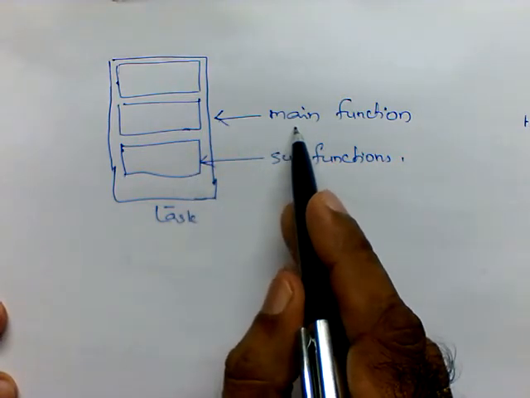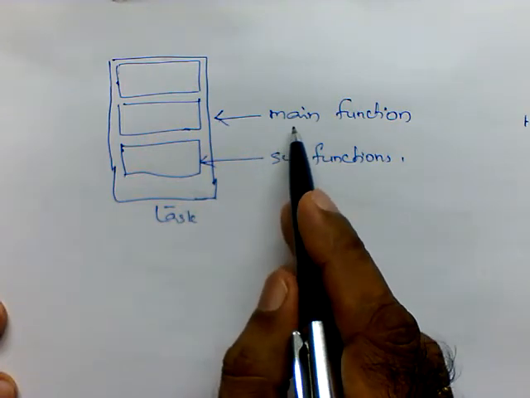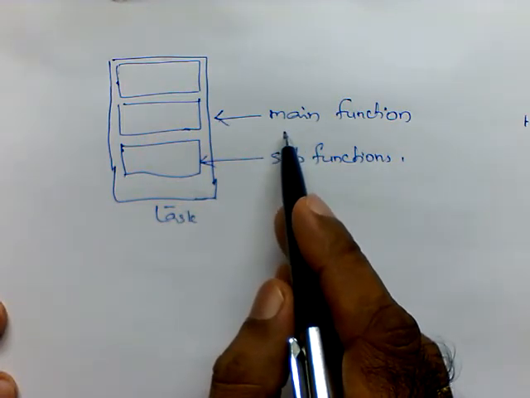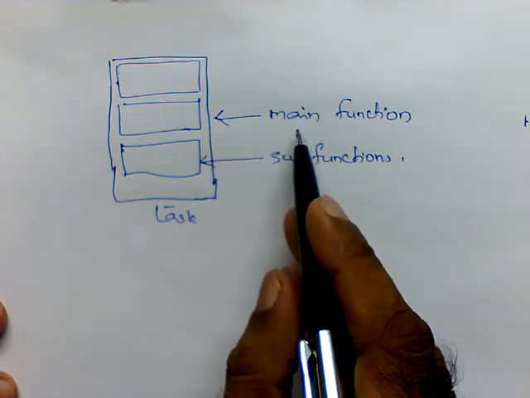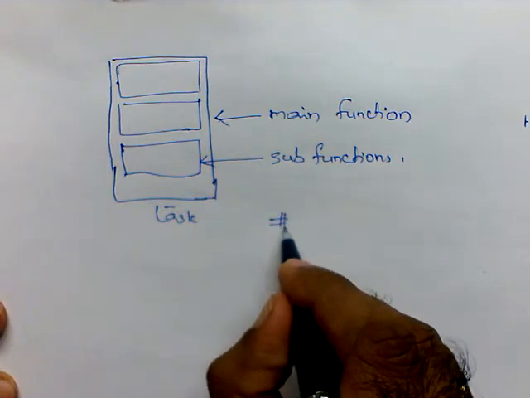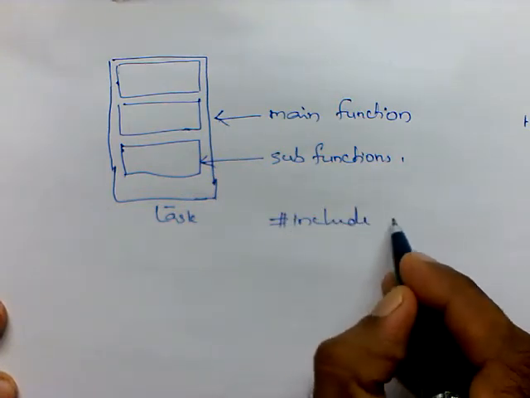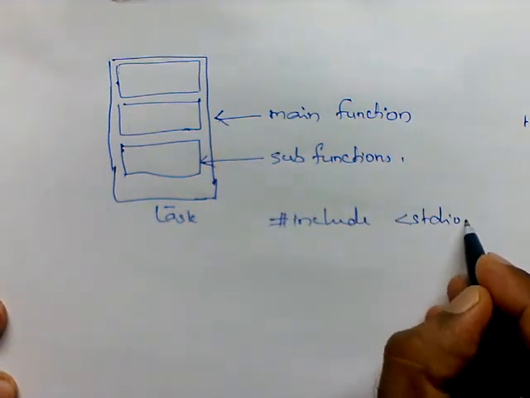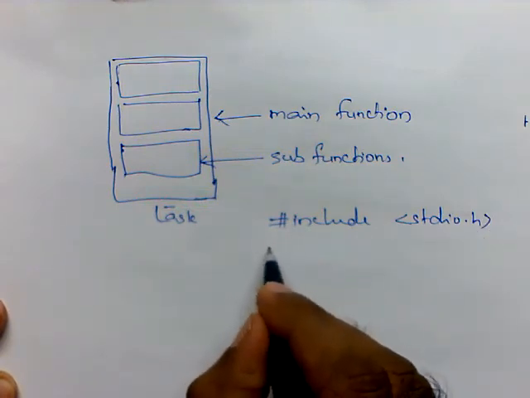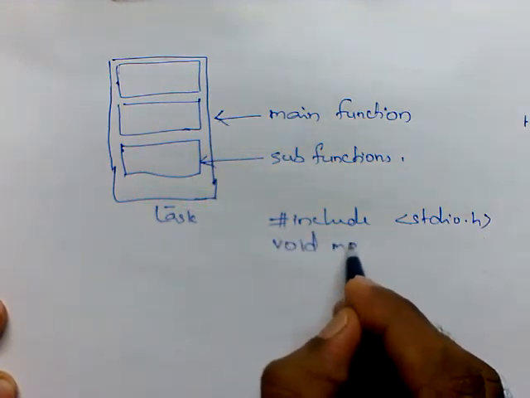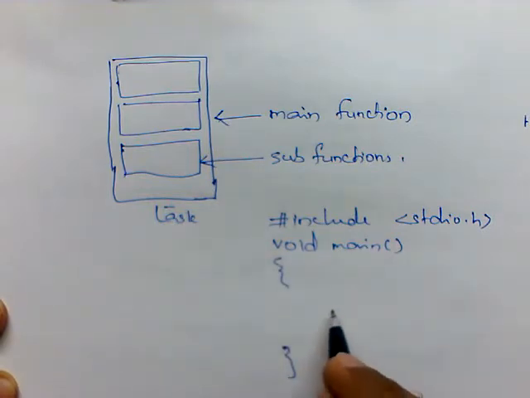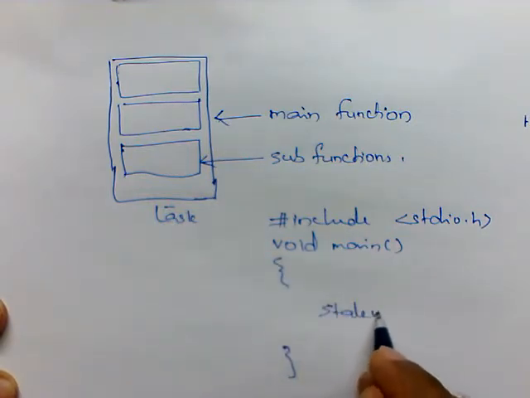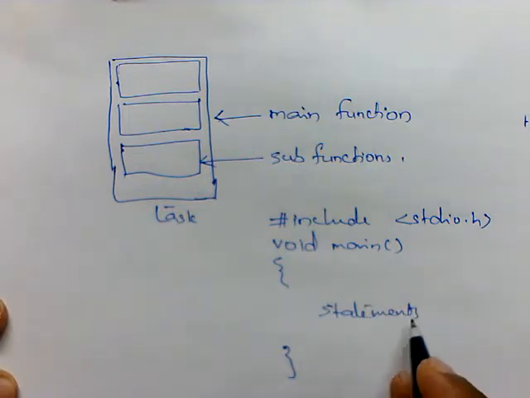in the main function. Till now we were solving programs using the main function only. That means we will write #include <stdio.h>, then we will write void main, and then inside the brackets we will write the statements. This is the strategy that we have followed till this point.